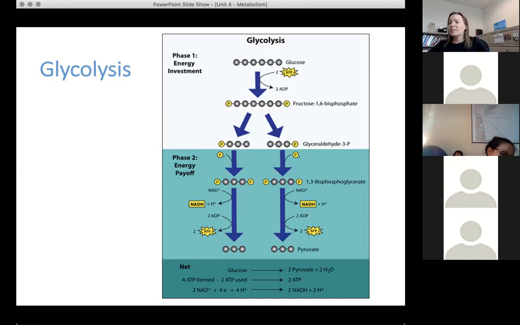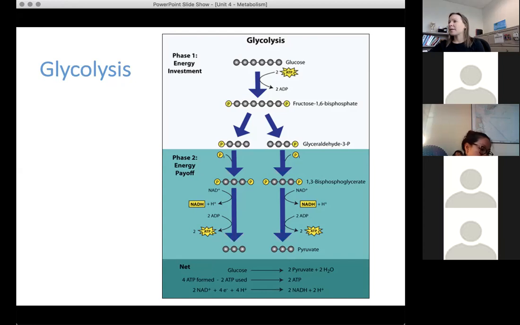So during the process of glycolysis, glucose is modified and broken apart. It's actually split into 2 pieces, and those 2 pieces are modified. And then ultimately, glucose becomes what's called pyruvic acid. So you're starting out with 1 molecule of glucose, and you're ending up with 2 molecules of pyruvic acid.